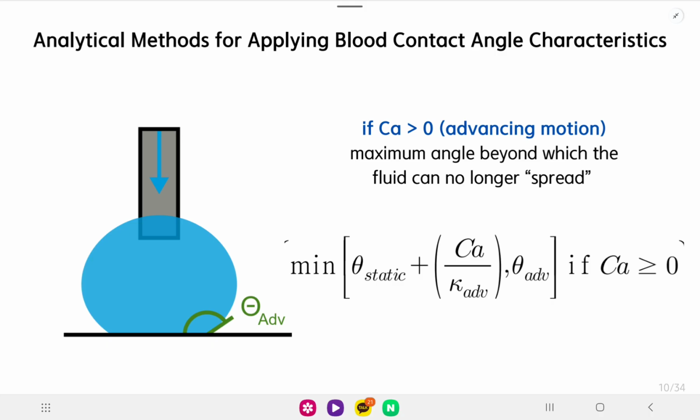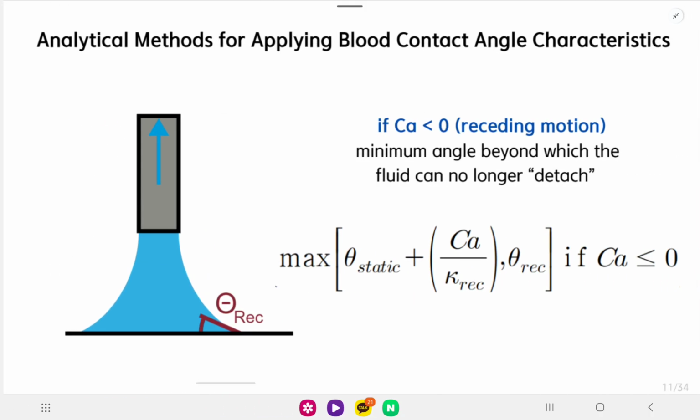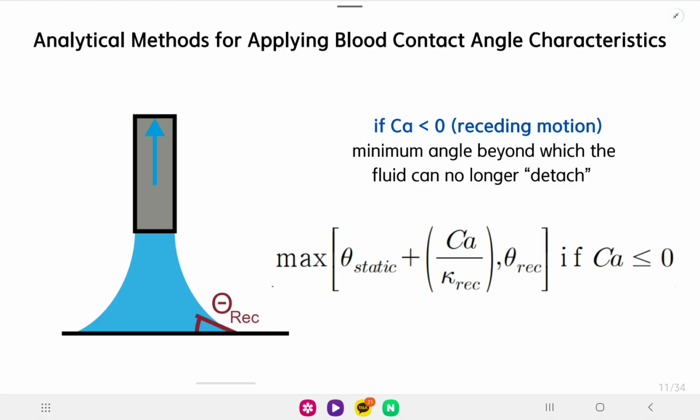On the other hand, if the selected value is the other option, the dynamic contact angle equals the static angle plus the capillary number divided by k times the advancing angle, so the contact angle increases proportionally to the capillary number, reflecting the advancing motion. This idea applies to the receding contact angle as well, which represents the lower limit at which the fluid can no longer detach from the surface, indicating the minimum angle. But in this case, you need to select the larger value from the two options in the maximum function.